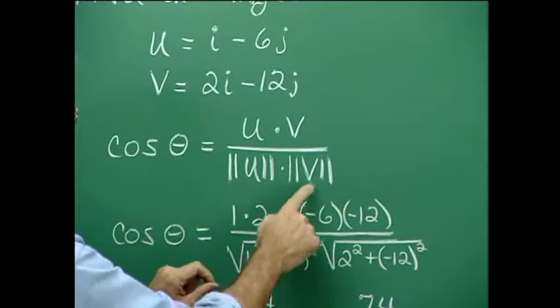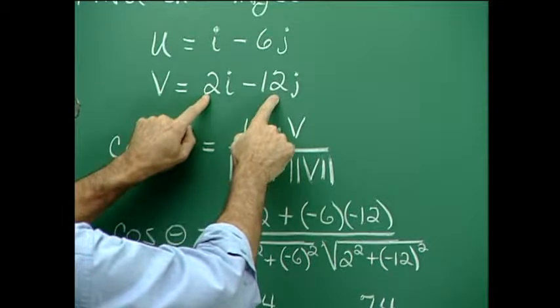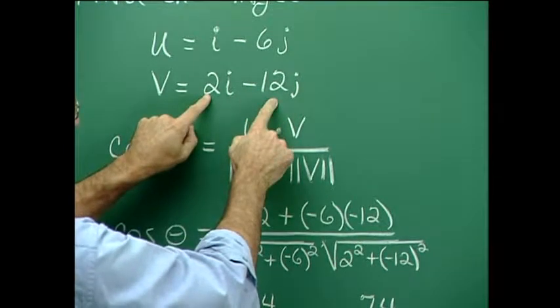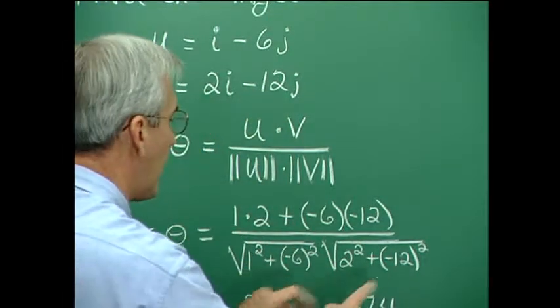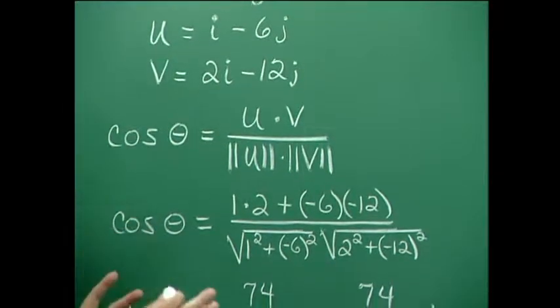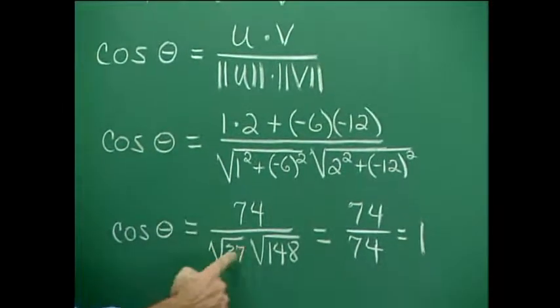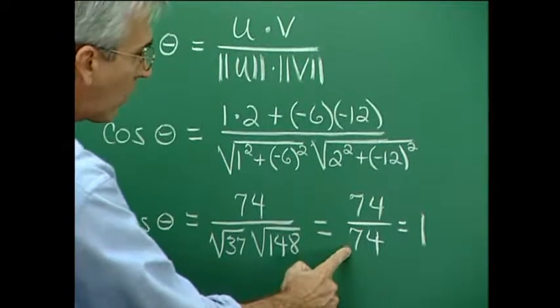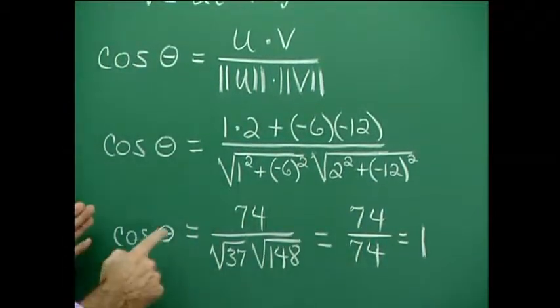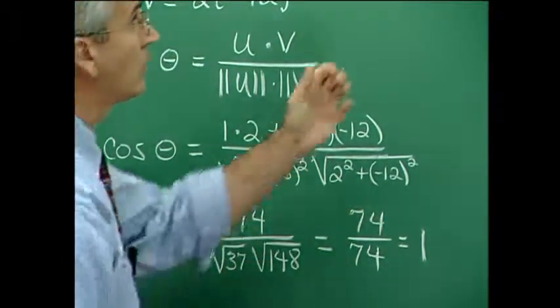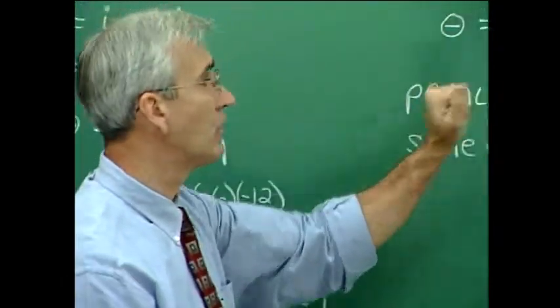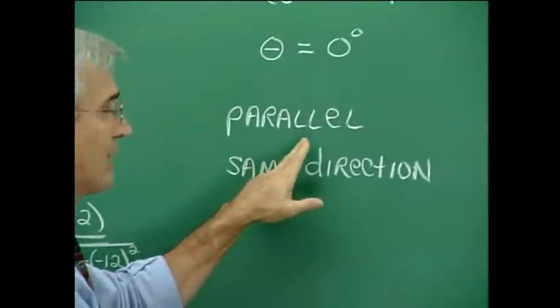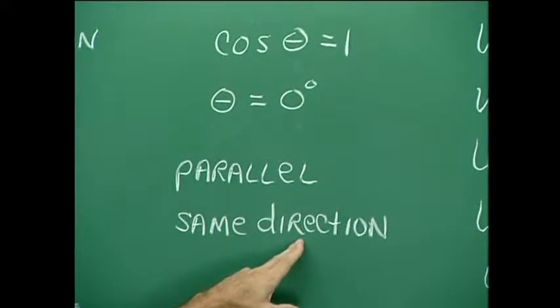And for the magnitude of v, it's these components squared, so it's 2 squared plus negative 12 squared under the radical. And when we make the calculation, we find that we have 74 over what ends up being 74, and that is 1. And we know that when the cosine of theta is equal to 1, then theta is 0 degrees, and the vectors are parallel, and they're going in the same direction.